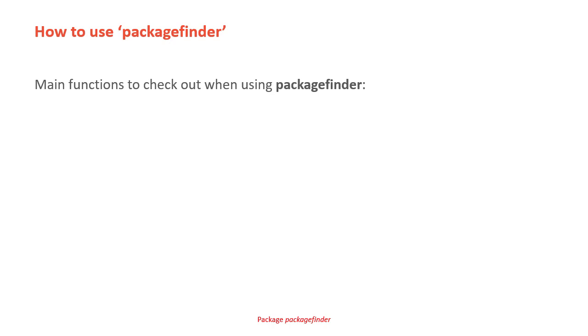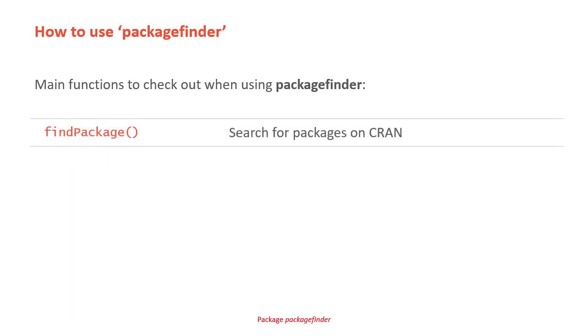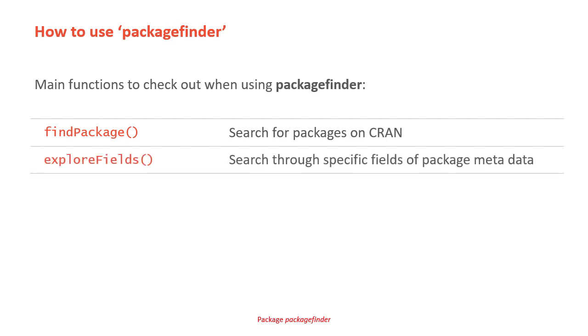The core function of packagefinder is the find package function. Find package is used to search for packages on CRAN. It searches your search term in the packages' titles, short descriptions, and long descriptions. If you want to search in other fields, as for example the author field, then you should consider working with the explore fields function that is made exactly for this purpose.